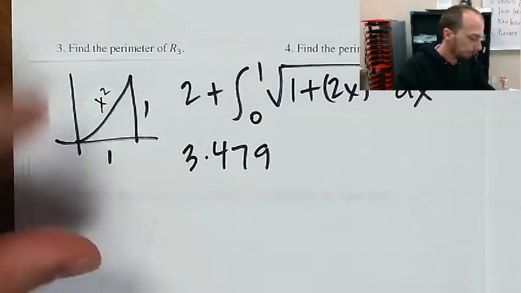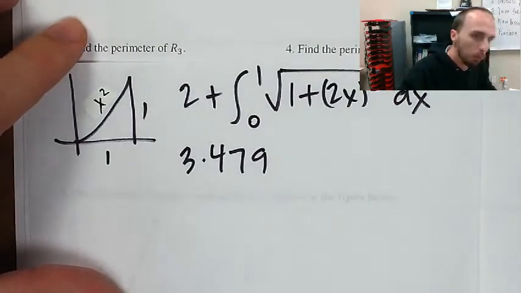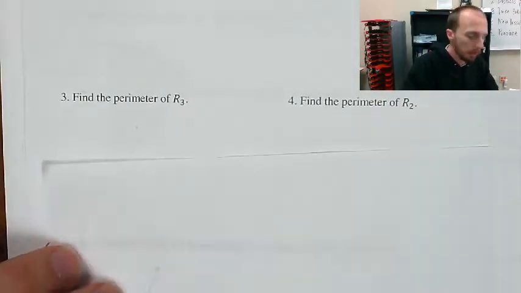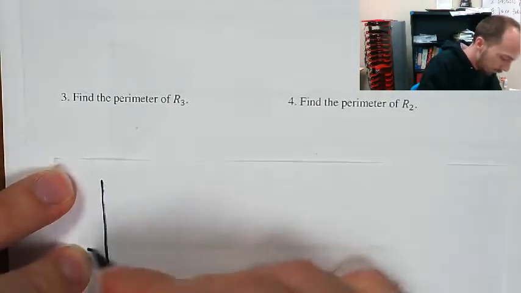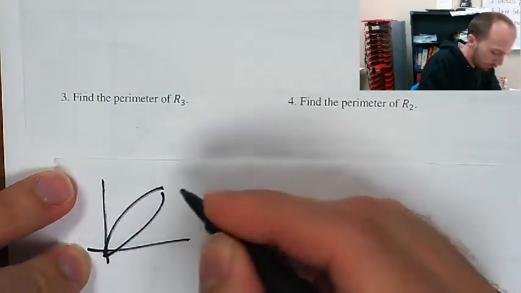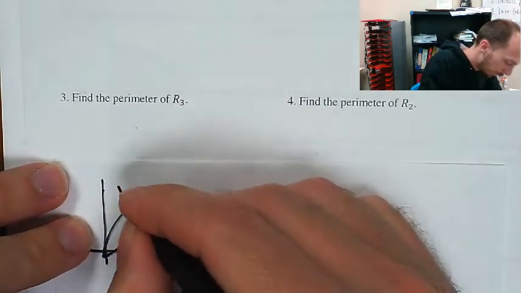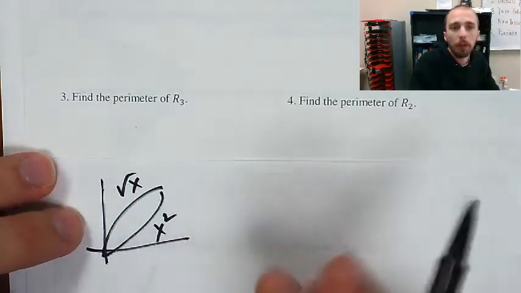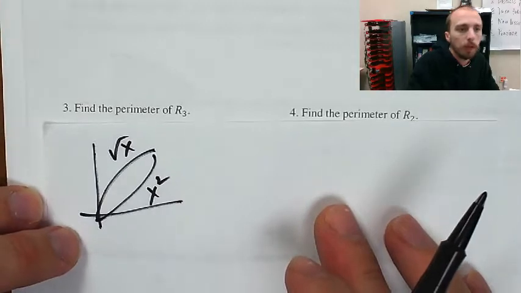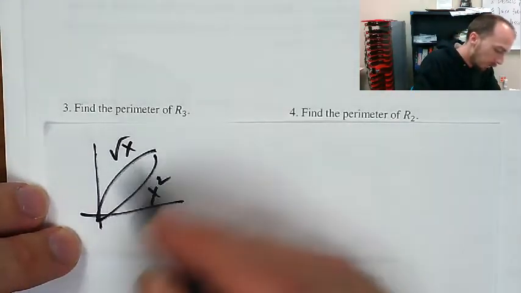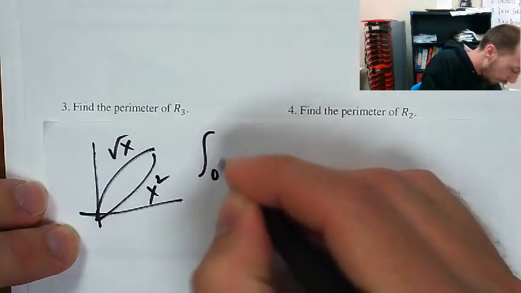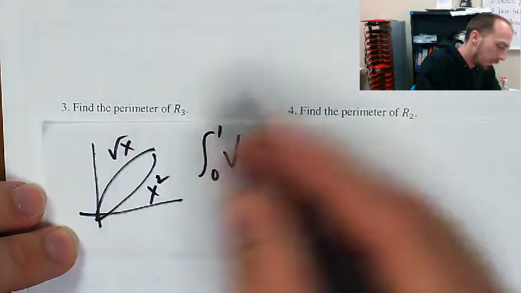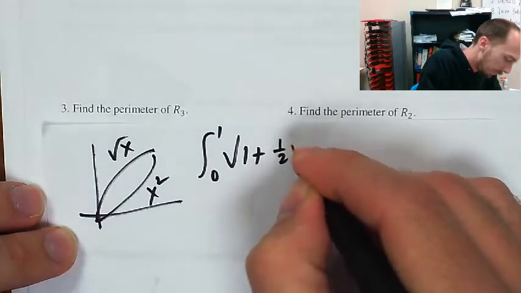That's the perimeter. Okay, and the perimeter of R2, let's flip that over real quick, and I'll give you a sketch of R2. Okay, that's y equals square root x, and this is y equals x squared. For the perimeter, I'm going to have to just add together the arc lengths of those two curves. So the length of the square root x one, say, will be the integral from 0 to 1 of the square root of 1 plus dy dx, which is 1/2 x to the negative 1/2.